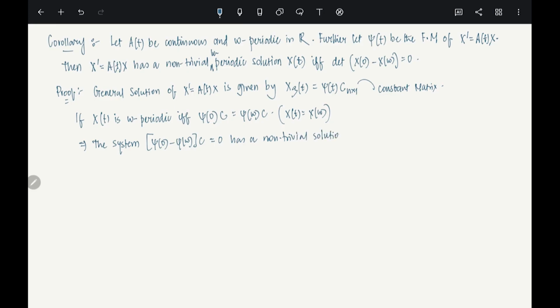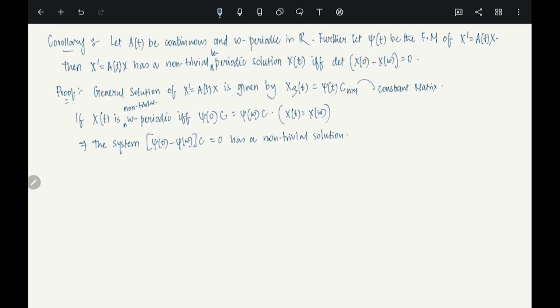Non-trivial solution. Is this okay? Yeah. Why is this true? Because this w periodic solution which you have is non-trivial, we are assuming. So this system must have phi 0 c minus phi w c, and that system has to have a non-trivial solution. Clear? Otherwise this is going to be 0, right? So it has to have a non-trivial solution.